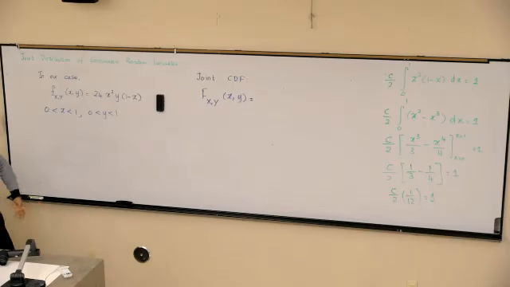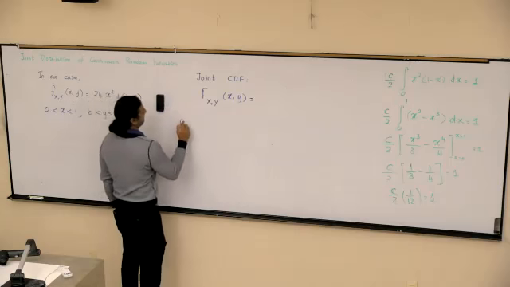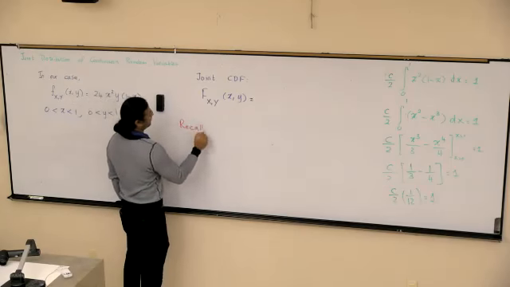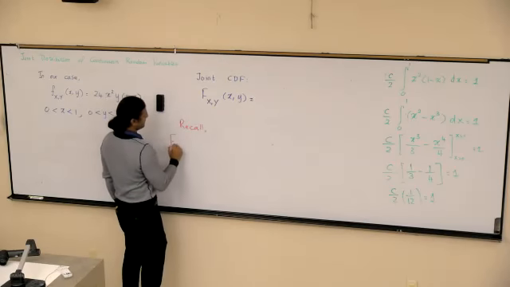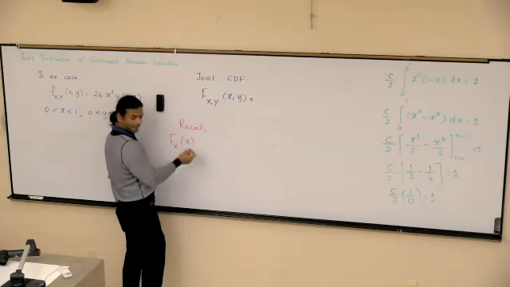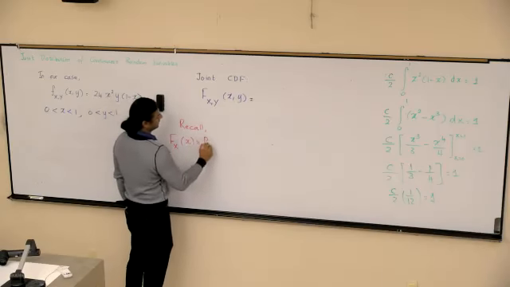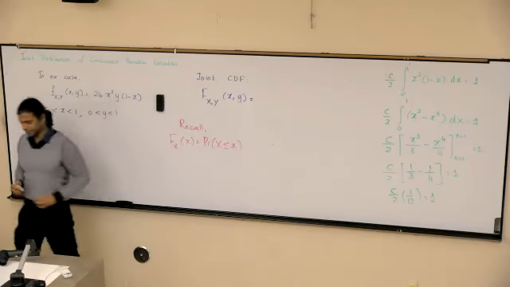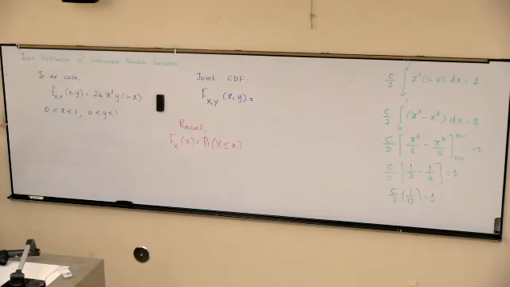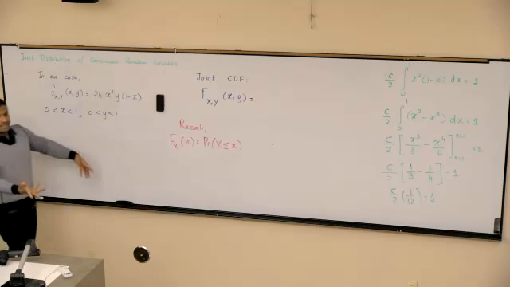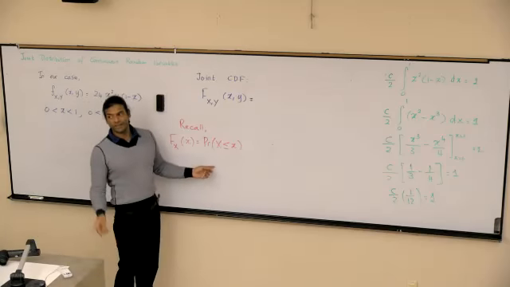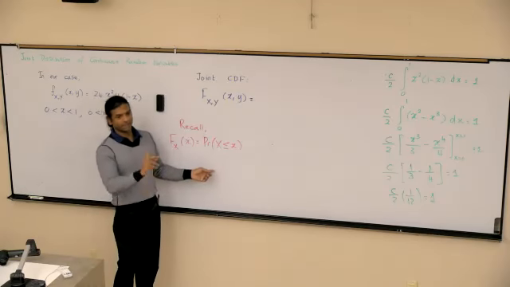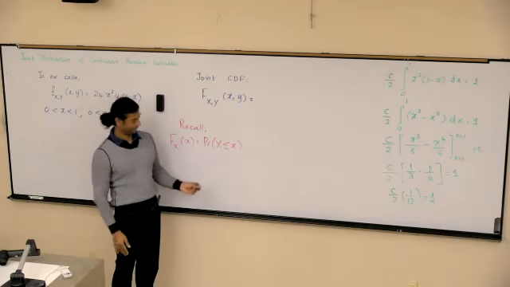If you recall, for a single random variable, F_X of x is simply the probability X is less than or equal to x. Does it matter if I have that less than or equal to? Could I simply write it as X less than x for a continuous random variable? Yes. But for discrete? Not for discrete.